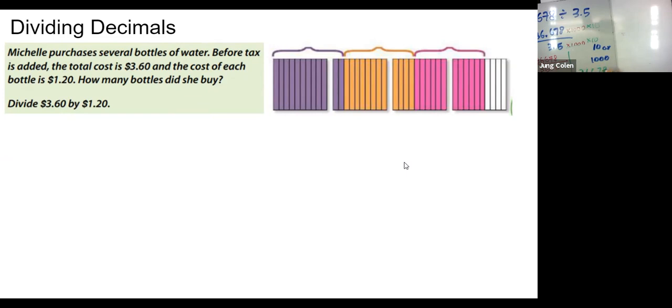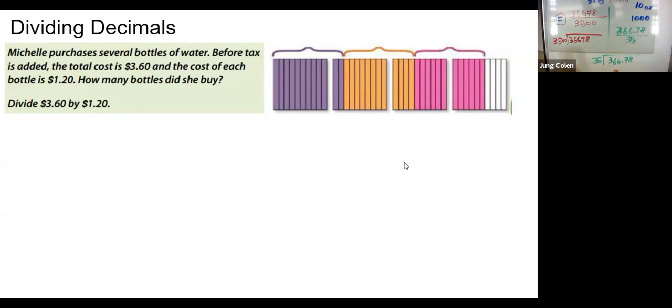366.78, right? Divided by what? 35. Take a look. We're going to compare these two. This is 366.78 divided by 35, right? By 35. So, comparing these two, which one is easier for you?